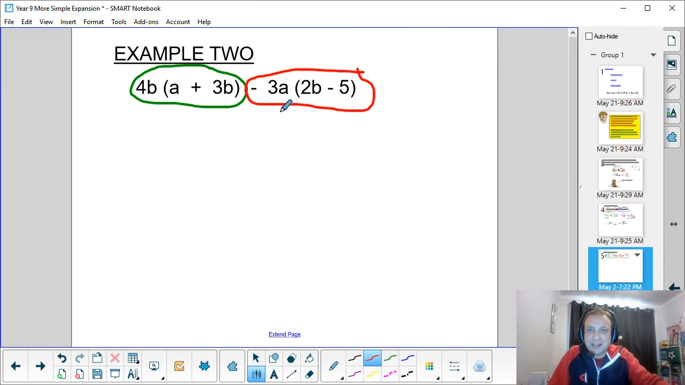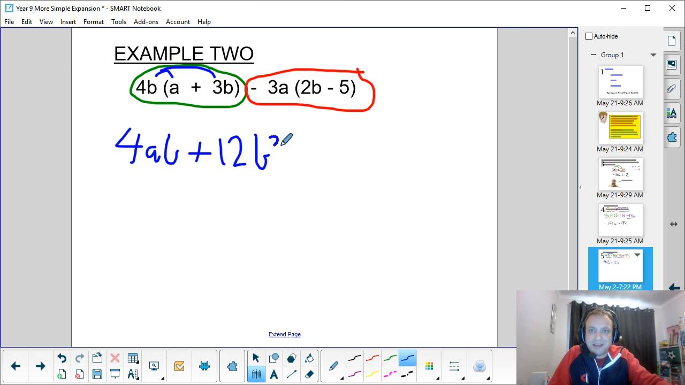Right, that's the negative 3a's job to get into this bracket here. So we start by chucking the 4b into here. All right, so 4b times a means I've got a 4 and an a and a b in my result. Then I can multiply 4b by 3b. Everything's positive right now. Let's put a plus in. 4 threes is 12, and I've got a b and another b. So now it's time to start using powers. B times b makes b squared. We are done expanding this bracket that I've circled in green. The 4b has nothing else to do, so we're done here.